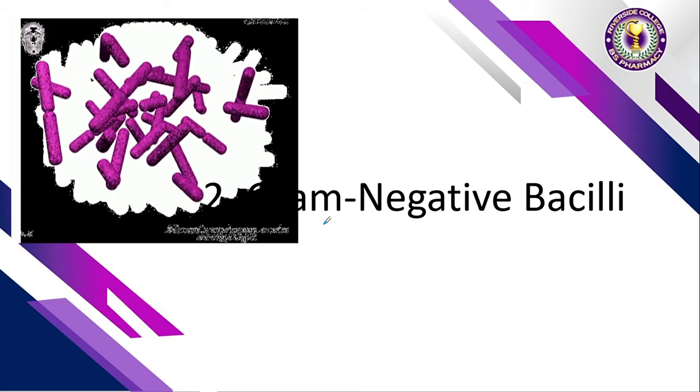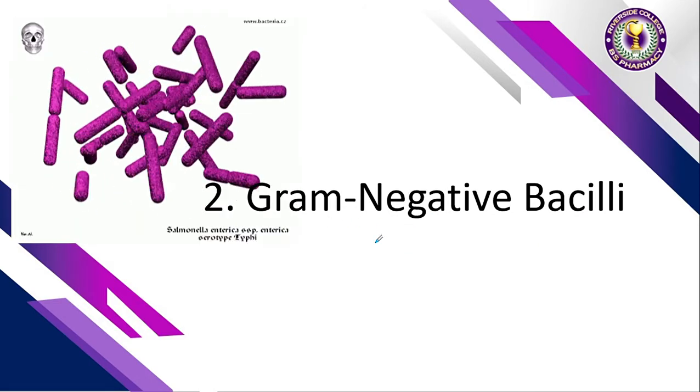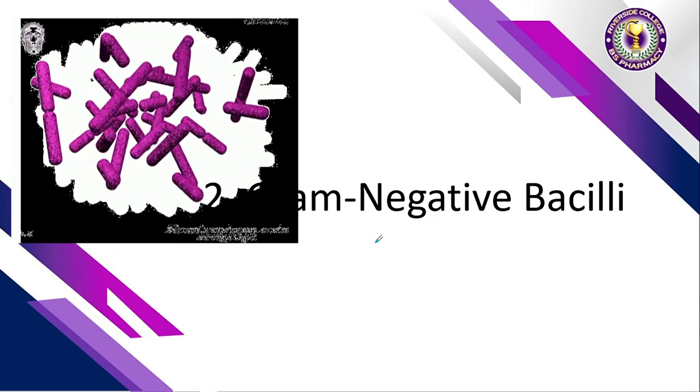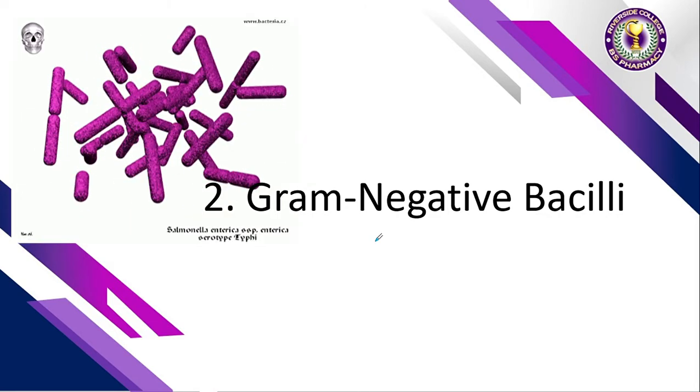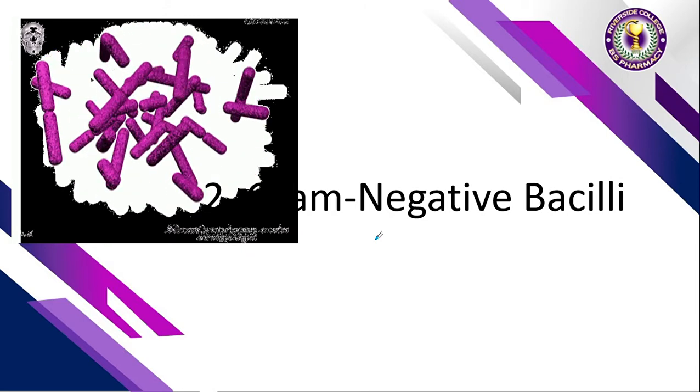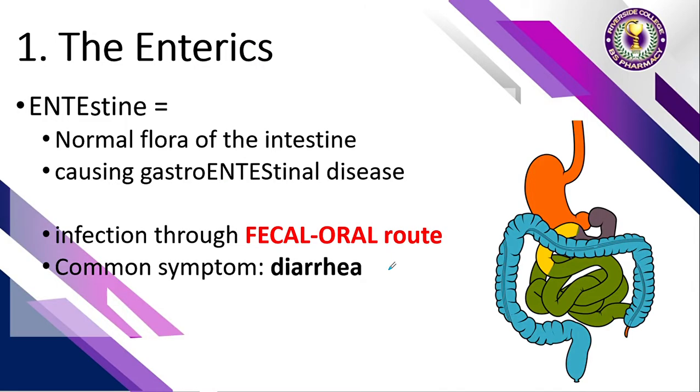Next, we have our gram-negative bacilli. For the gram-negative cocci, we have Neisseria meningitidis and Neisseria gonorrhoeae. For gram-negative bacilli, we have the enterics, the ones that infect our gastrointestinal tract, or the intestine. They are part of the normal flora of the intestine, causing gastrointestinal disease. Infection is through the fecal-oral route. What does it mean? Fecal-oral route.